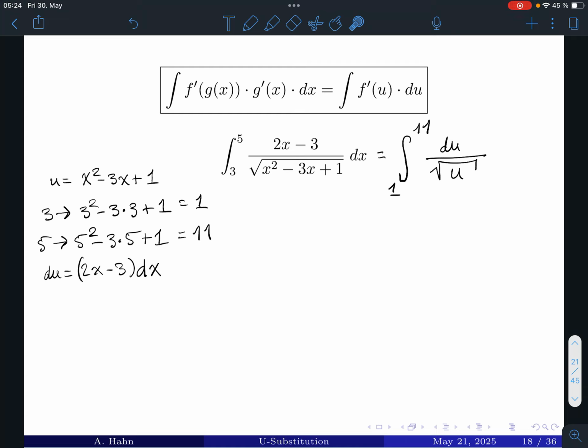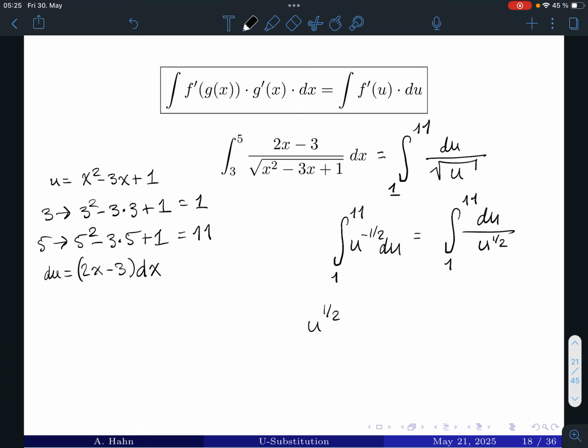Great. So now we can proceed like normal, basically. Let's rewrite this. This down here is u to the 1/2, so let's rewrite it like that. This is the integral from 1 to 11 of du over u to the 1/2. Then we can bring this u to the 1/2 up top as long as we make our exponent negative. So this is the integral from 1 to 11 of u to the negative 1/2 times du.